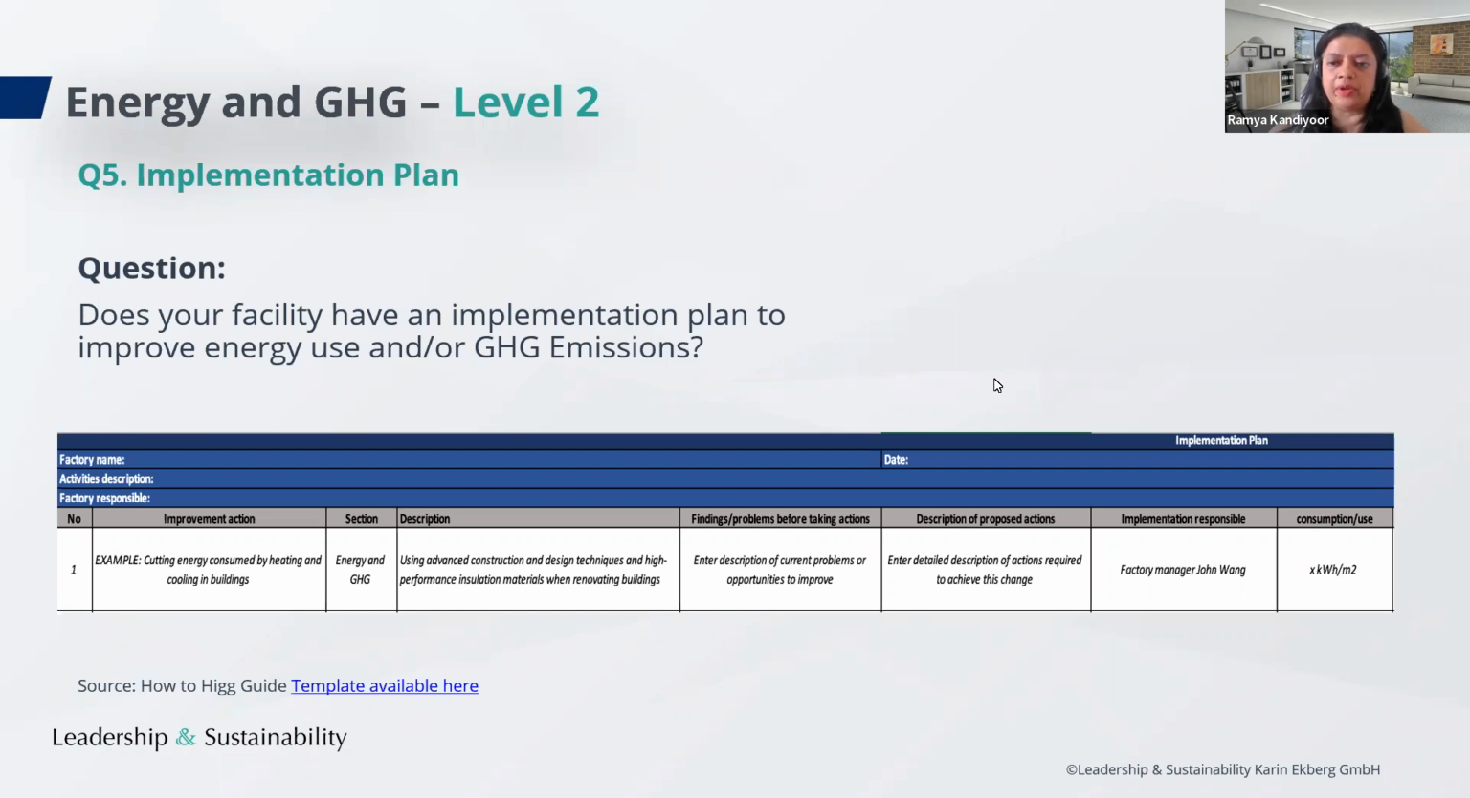This is an example which we have provided of how you would be able to take up an action plan. What is a template that you would be able to use? You would require to indicate what is the action plan, what is the section. It is a similar kind of action plan that you would be able to use also for water and waste. So here you can have a section which you plan to improve. What is the description? What are some of the findings? And how you are going to be reporting it is also something that you will require to have in your action plan.